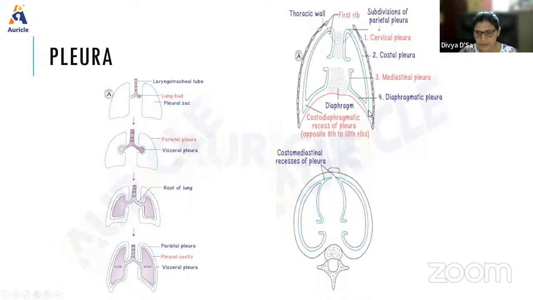Then we have the diaphragmatic pleura. The diaphragmatic pleura is in relation to the inferior surface of the lung. So it will be covering the superior surface of the diaphragm. Okay, it covers the superior surface of the diaphragm.